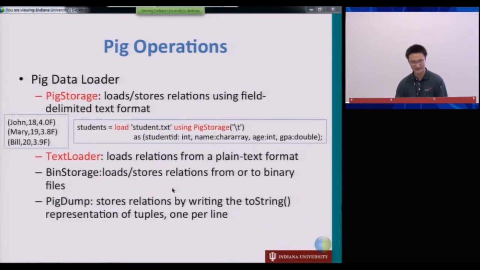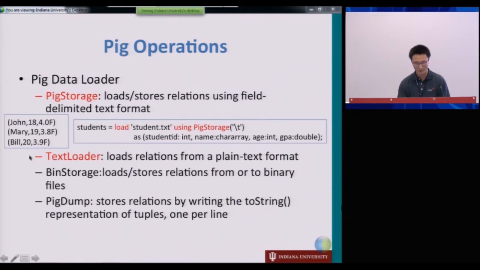First, we go to the Pig data loader. Pig provides some libraries, such as PigStorage, that can load and store relations using field delimited text files. These delimiter symbols include the tab, semicolon, or comma. You can load the text file with this library, split the data, and load it from the disk to the memory with a specific data schema.